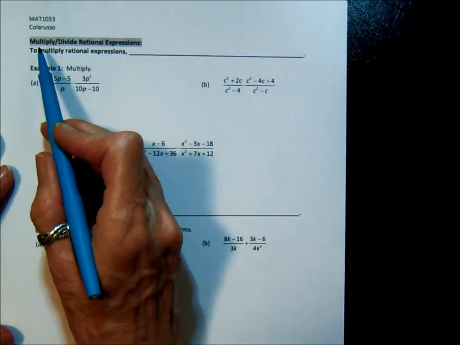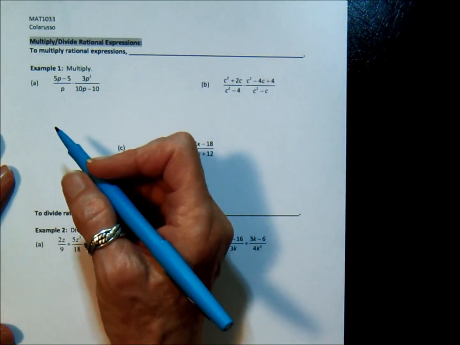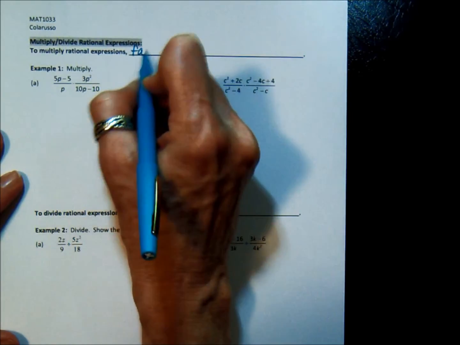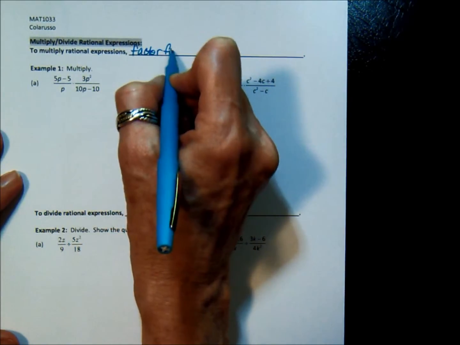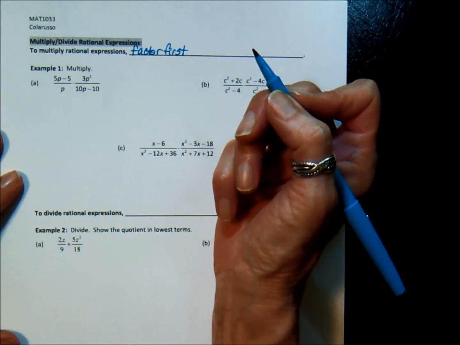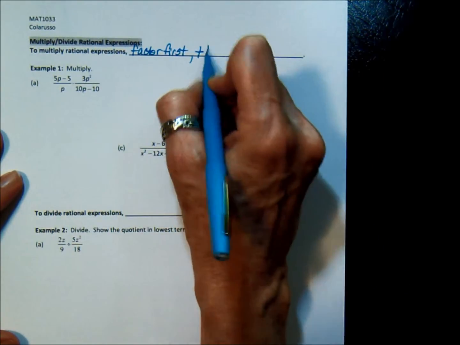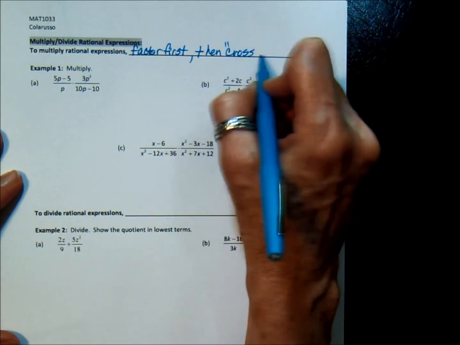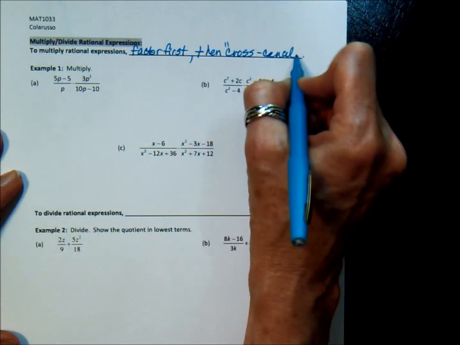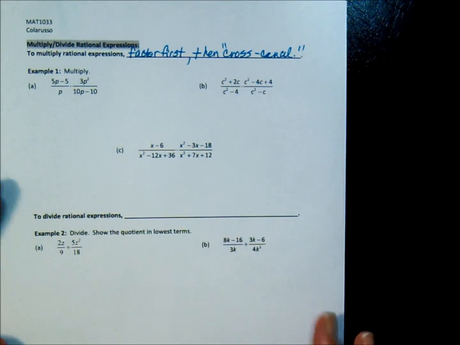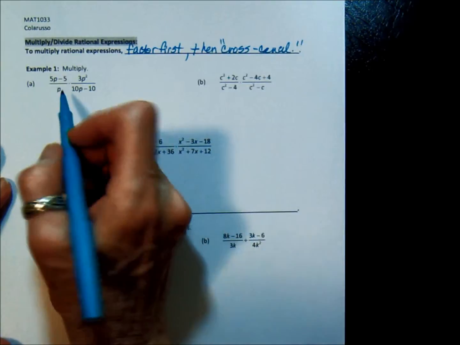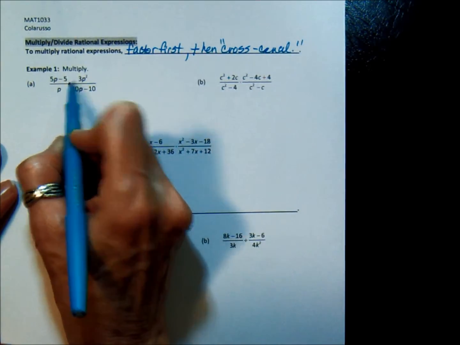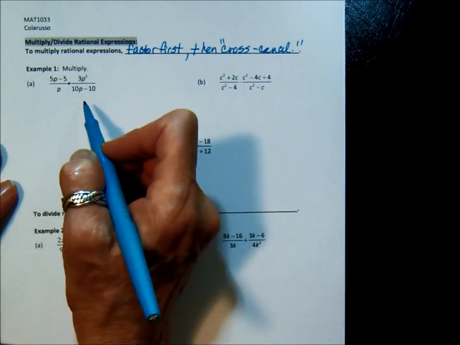Let's look at how we multiply or divide a rational expression. To multiply a rational expression, you factor first, and that means both numerator and denominator of both fractions, and then "cross cancel." I'm going to say that in quotes again, because cross canceling is not really a good math term, but I know that people know what it means, so I'm going to use it. All right, so let's look at our first one. We have 5p minus 5 over p times 3p squared over 10p minus 10.